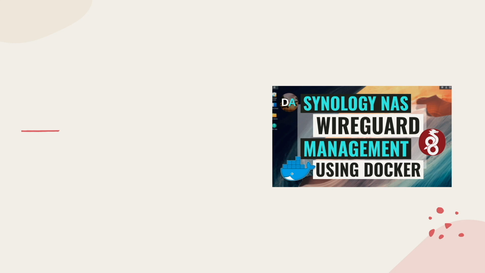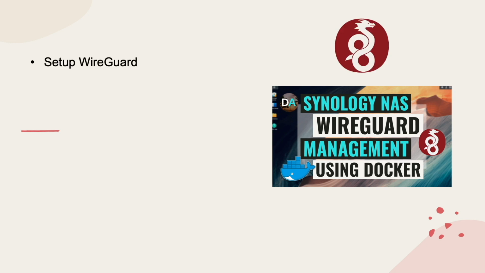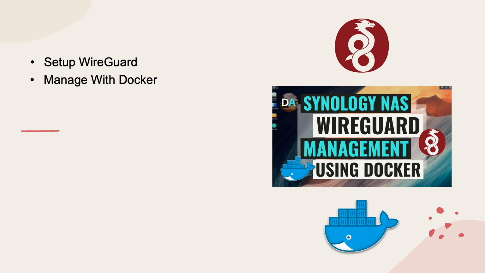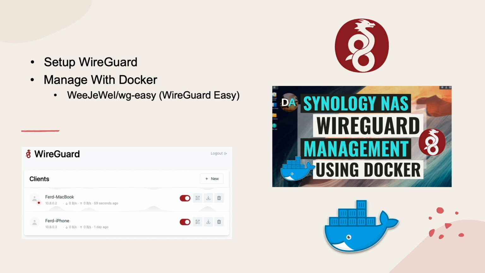In this video, I'll go through the steps of setting up WireGuard on a Synology NAS running DSM7 that can be managed through a Docker container. I'll specifically be using the WG Easy Docker image provided by WeeJeWel because it has a user-friendly web interface that makes managing WireGuard simple and straightforward.